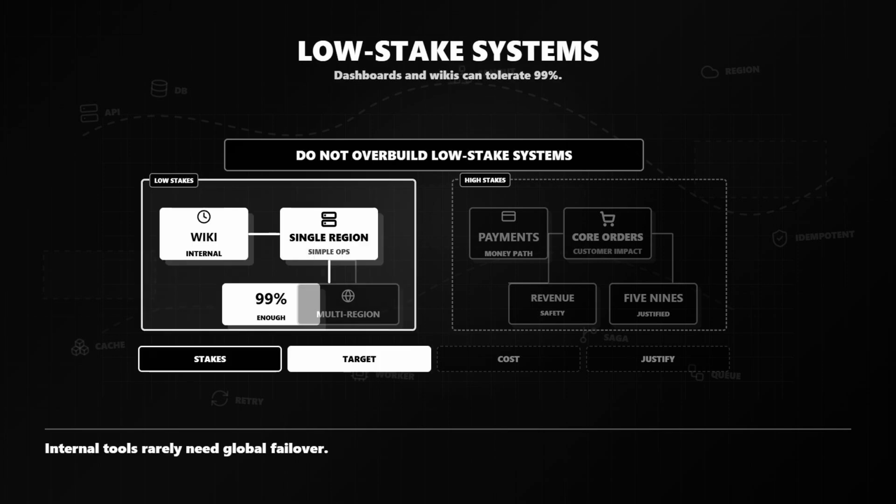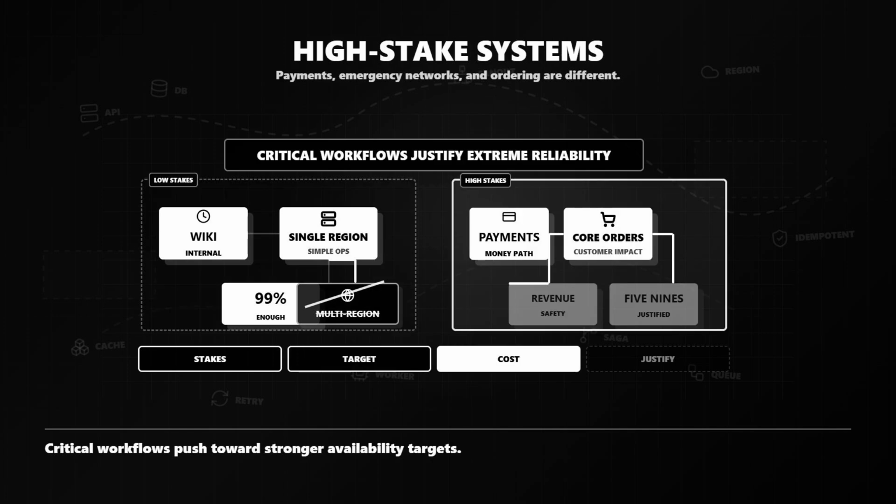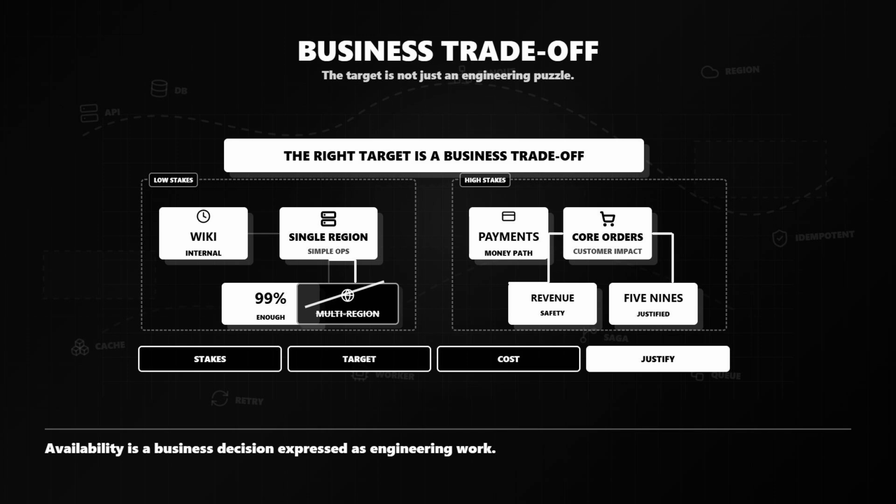Just look at this contrast. If you've got low-stakes systems, say an internal reporting dashboard or a company wiki, 99% availability is absolutely fine. Like, you really don't need a multi-region global failover setup for the company wiki. But for high-stakes systems, things like a payment processor, an emergency response network, or the core FoodDash ordering platform itself, those definitely push toward 5 nines simply because even a minute of downtime there directly impacts huge amounts of revenue or user safety. At the end of the day, picking the right availability target is totally a business trade-off, not just an engineering puzzle.